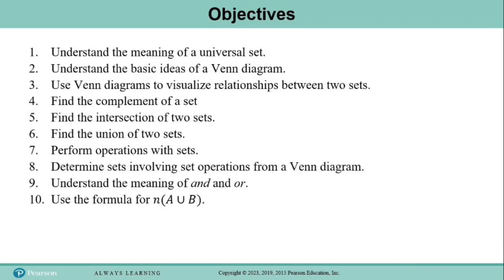So here are the objectives for today, and it looks like a long list, but each of these concepts is actually pretty short. We will talk about what the universal set is, we'll learn how to draw a Venn diagram, and we'll talk about the complement of a set, the intersection of two sets, the union of two sets. We'll use Venn diagrams to solve a few problems. We'll talk about the meaning of the words and or as they relate to set operations, and then we'll also learn how to determine the cardinality of the union of two sets. So let's go ahead and get started.